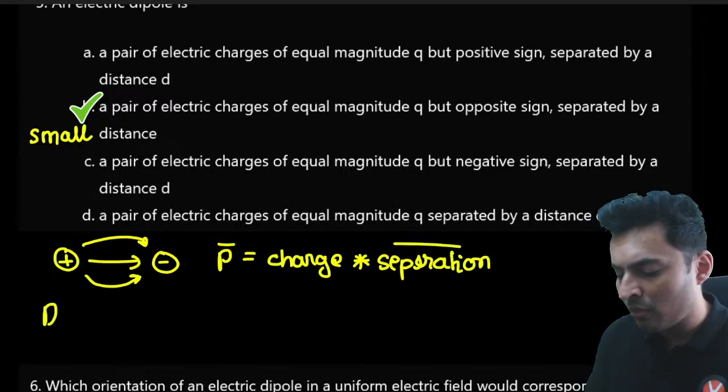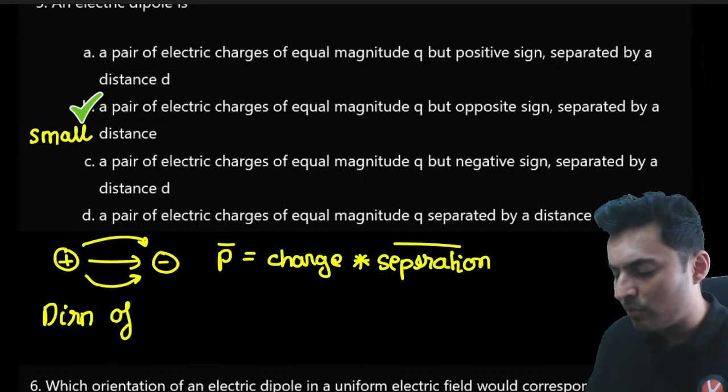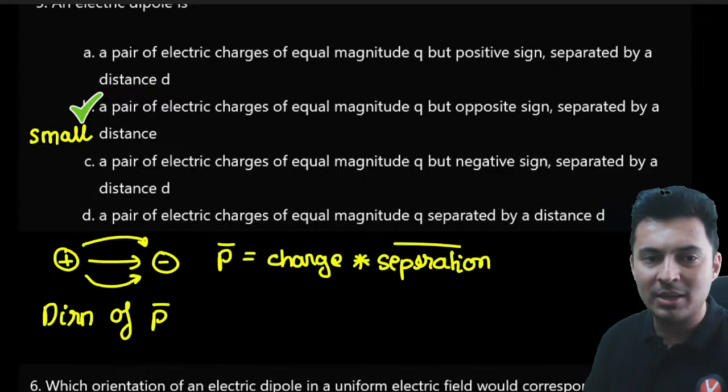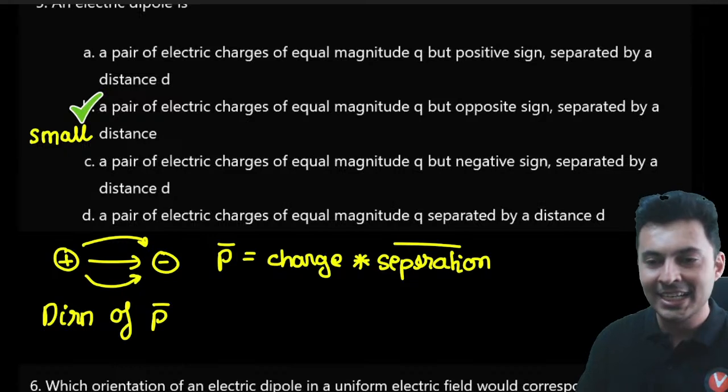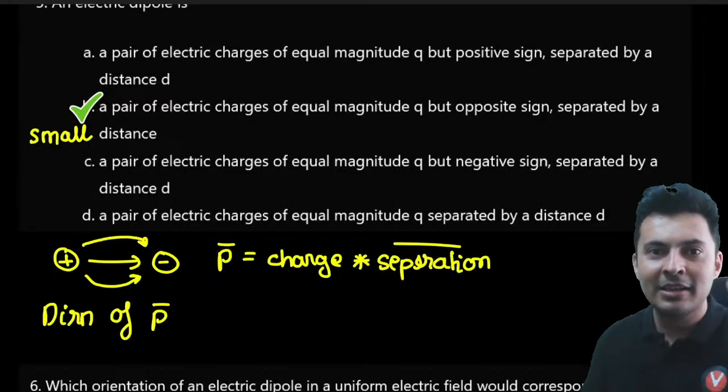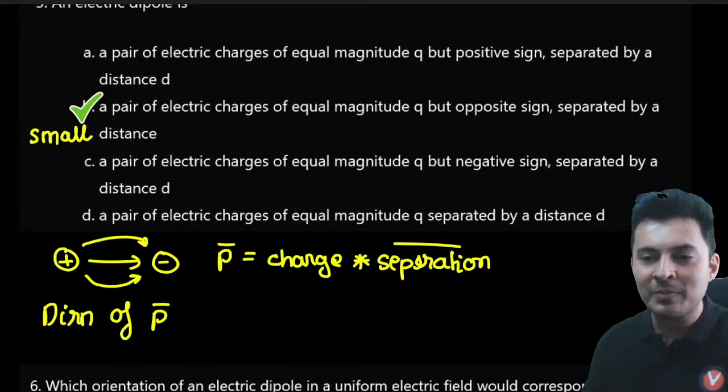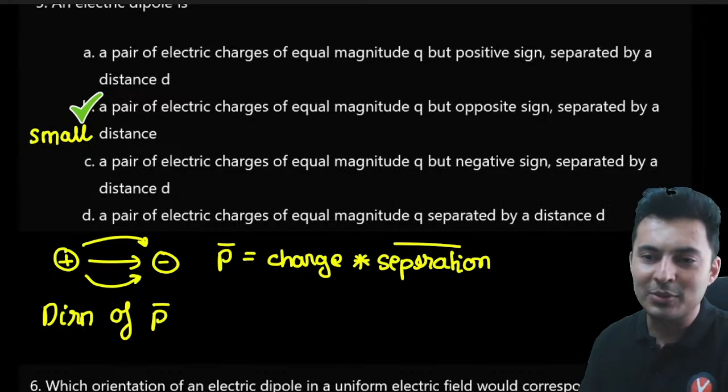What is the direction of the dipole moment, my dear warriors? Always remember, plus to minus or minus to plus. This is one question where everybody gets confused many times. I have seen even dropper students get confused.